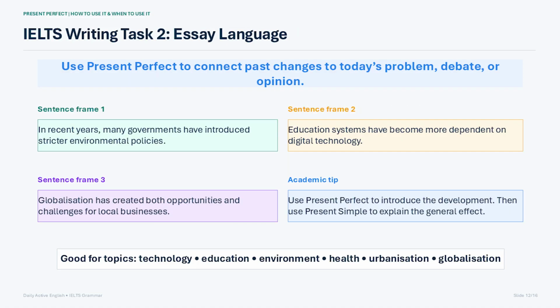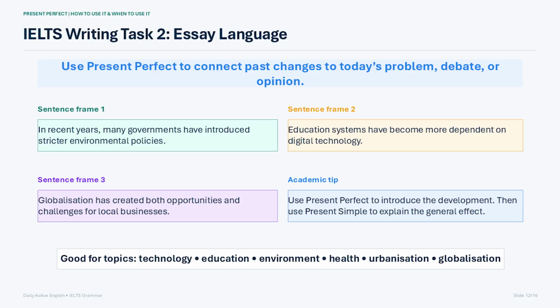In IELTS Writing Task 2, the present perfect helps you discuss changes that affect the modern world. For example, in recent years, many governments have introduced stricter environmental policies. This sentence is useful because it connects recent policy changes with the present debate. Another example. Education systems have become more dependent on digital technology. This describes a development over time.